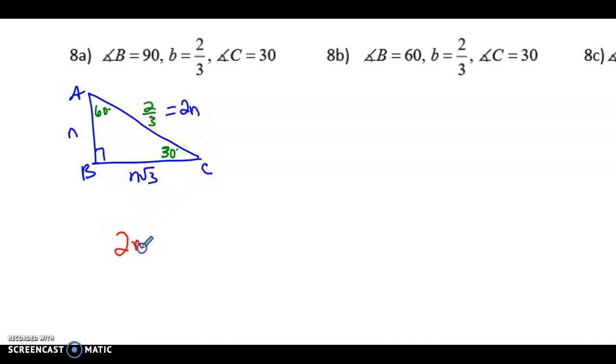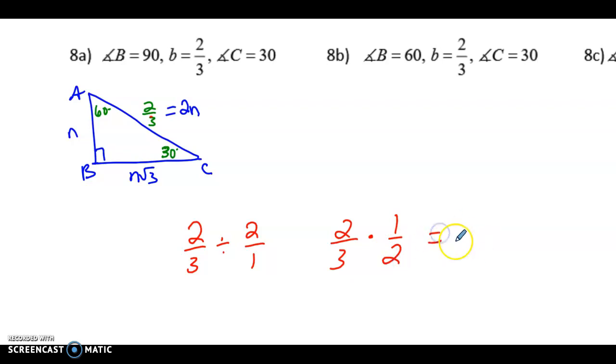So how do I take a fraction divided by a whole number? So let's go 2/3 divided by 2. That's the same thing as multiplying by 1/2. Okay, and the 2's can cancel out to be 1, so it's just going to be 1/3. So that will be your short leg. And then the long leg is that number times square root of 3. So 1/3 times square root of 3 is just going to be square root of 3 over 3.